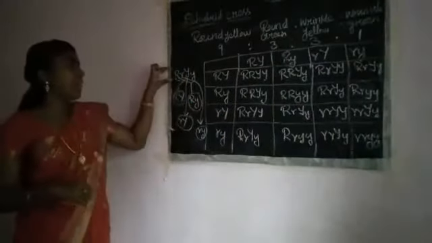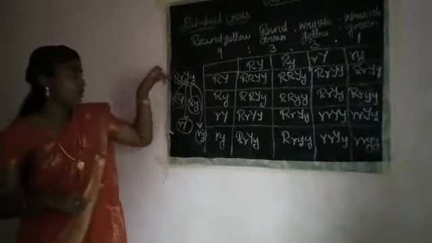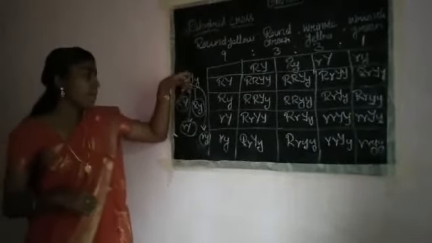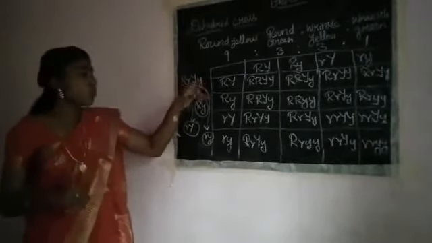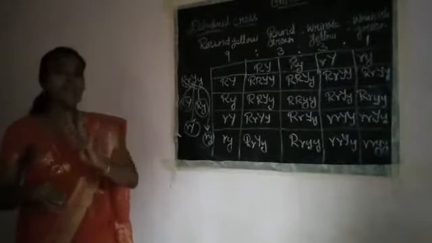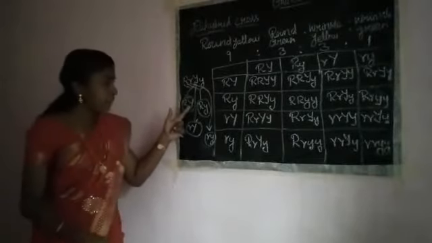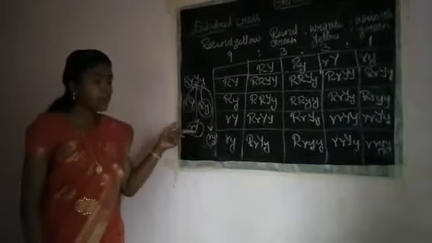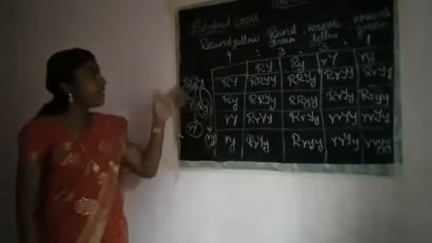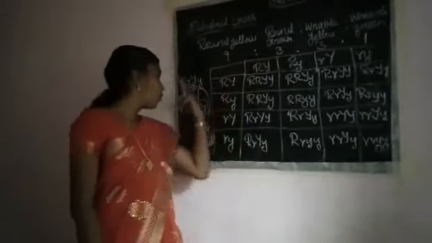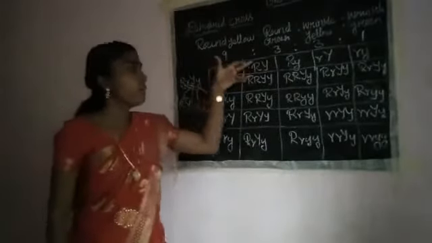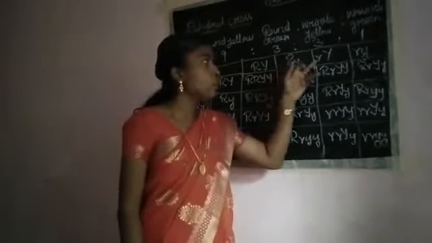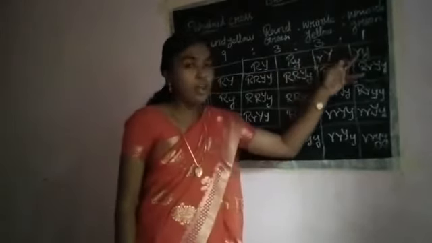That is, the parental character round yellow contains the genotype of capital R, small r, capital Y and small y. It produces four types of gametes: capital R, capital Y, capital R, small y, then small r, capital Y, small r, small y. In the Punnett square, we use these four gametes on one side: capital R, capital Y, capital R, small y, small r, capital Y, small r, small y.